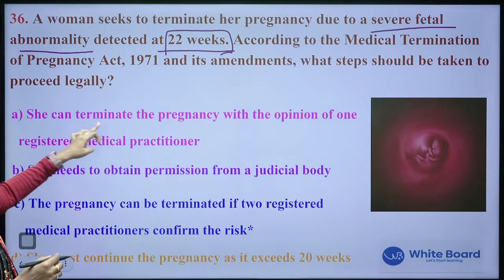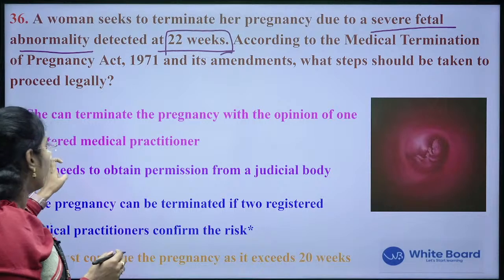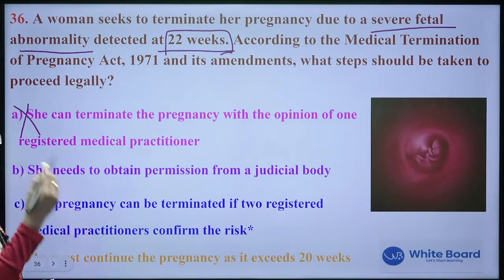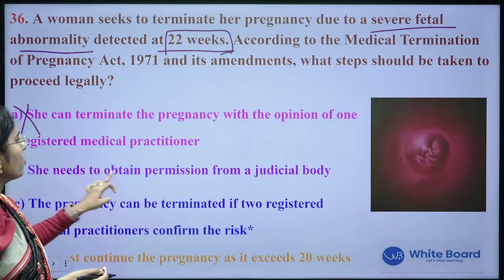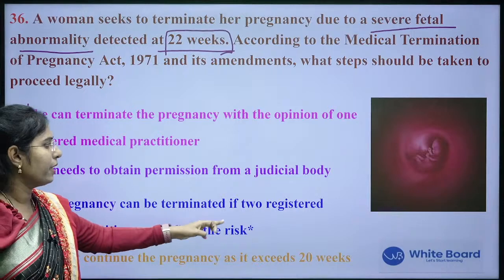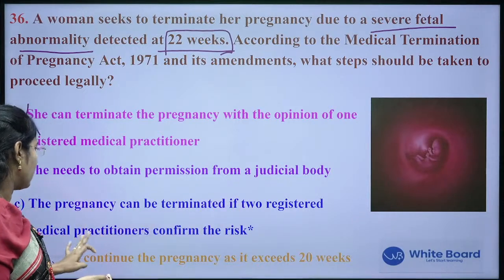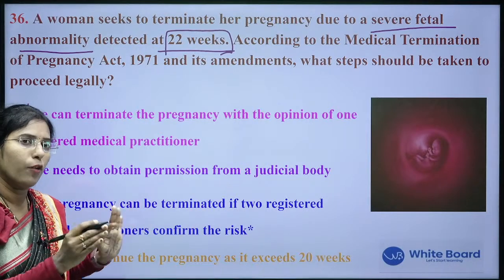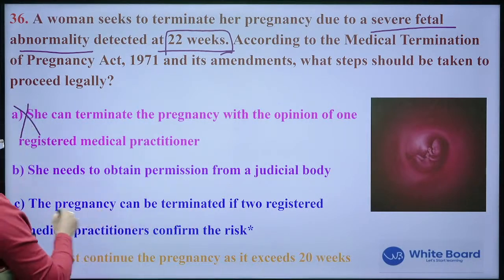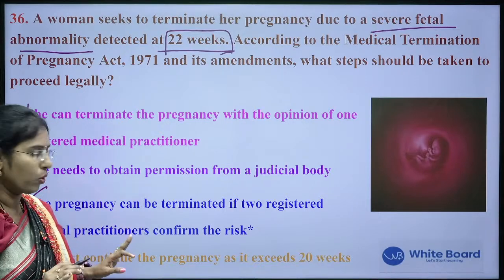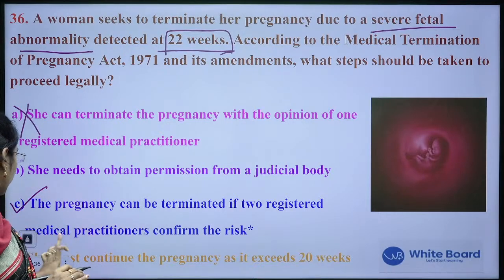See here, she can terminate the pregnancy with the opinion of one registered medical practitioner? No, she has to seek the advice of two medical practitioners. She needs to obtain permission from the judicial body? No. The pregnancy can be terminated if two medical practitioners confirm the risk. Yes, they have to take the opinion of two medical practitioners. Upon confirmation of the risk only, they can go for this abortion. So, the correct option is C.